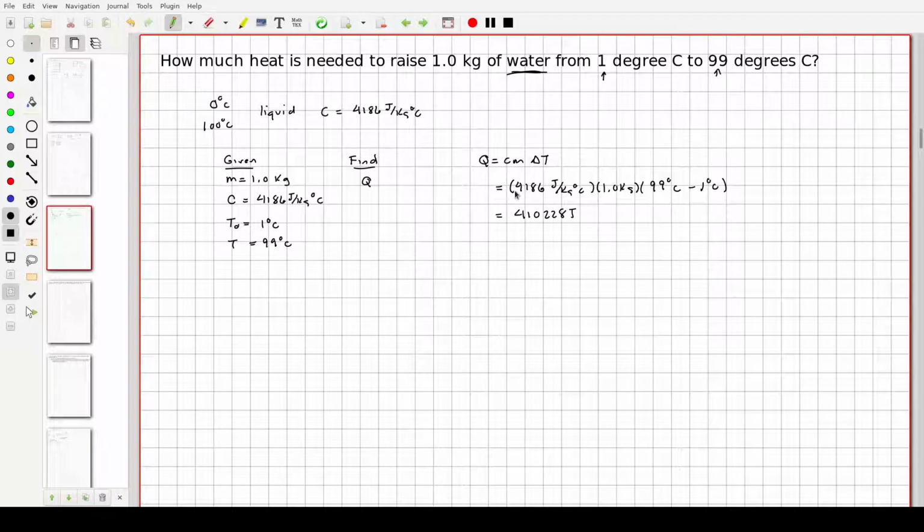Water, it really takes a lot of energy to get water to change its temperature by 1 degree Celsius. So as a consequence, if I want to change this by 98 degrees Celsius, well, it's going to take even more energy to do that, 98 times that amount. So if I keep sig figs, in which I have 1 here, 2 here, 2 here, 4 here, this is just 1 sig fig. So it's going to be 4 times 10 to the 5th joules. So that's how much heat it is.